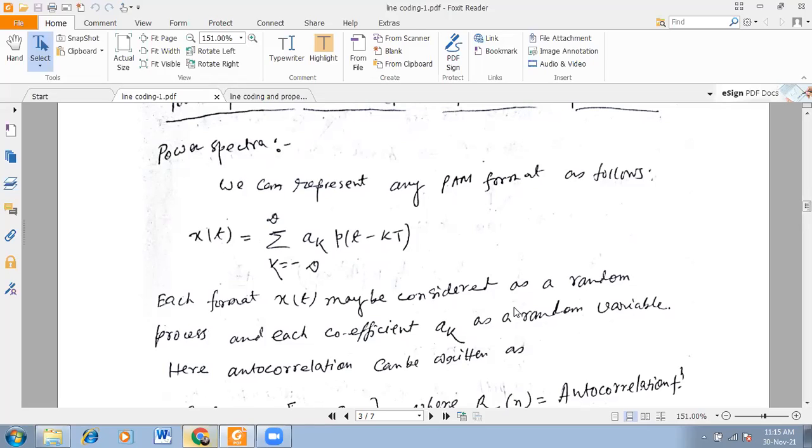We don't know whether it would be fixed at 1 or fixed at 0. It depends on the time of the signals and the amplitude of the signal, so it is also variable. So a_k is a random variable. That's why we can write that x(t) is the outcome of a random process, and a_k is the random variable because a_k is the variable.